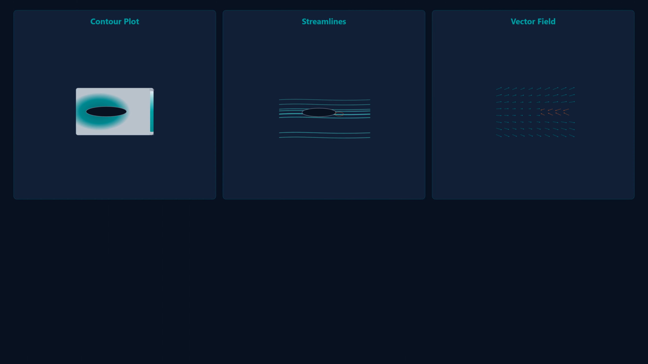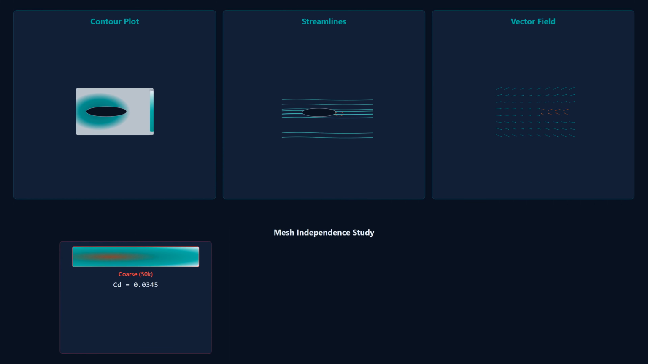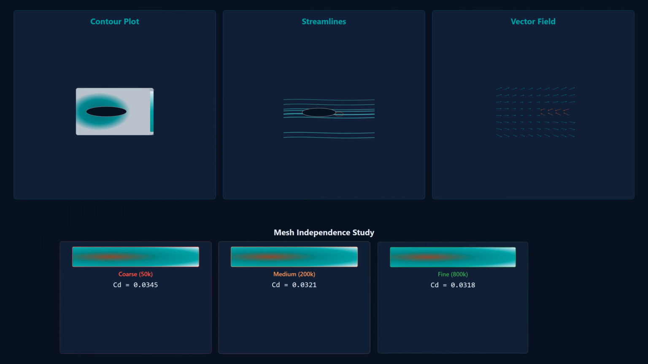A contour plot will look beautiful even if your mesh is too coarse and your boundary conditions are wrong. The colors don't care. This is why validation is non-negotiable. Compare results against experimental data or benchmarks. Perform a mesh independence study. Run three progressively finer meshes and demonstrate your results converge. If they don't, your answer depends on your mesh, not on the physics.